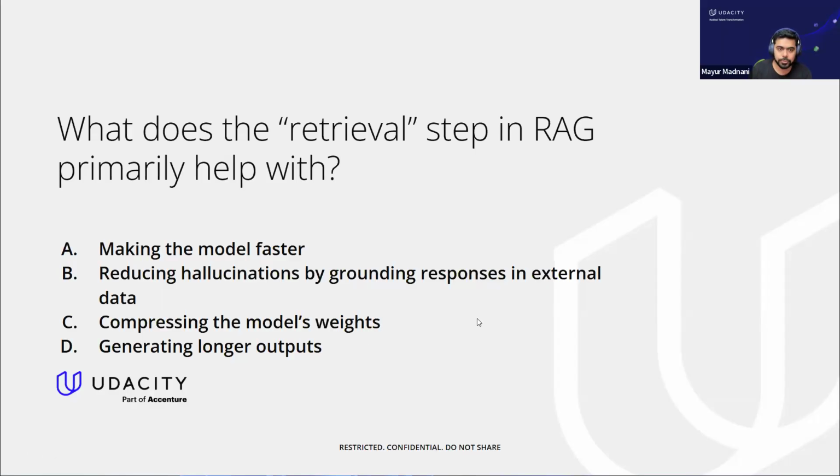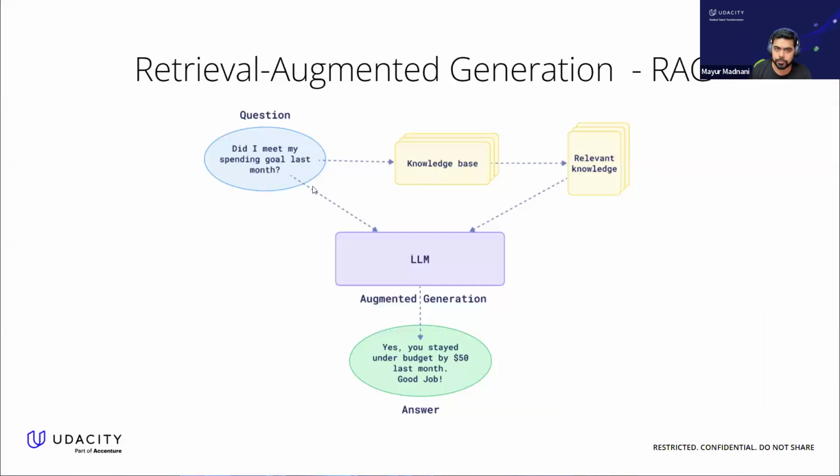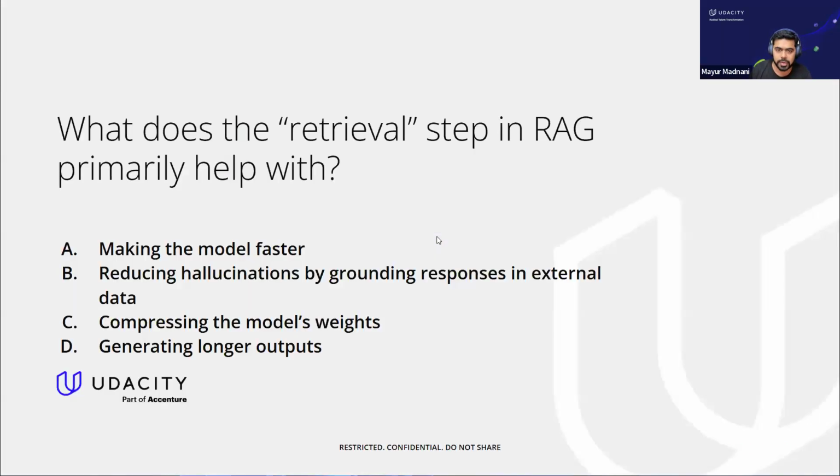Okay, so here you would want to reduce the hallucinations. That is what your retrieval part is doing. If we go back to the slide, we want to not have some random answers in my spending budgets. That's where I'm using my knowledge base and give relevant knowledge to the model so it can accurately answer me questions and not hallucinate. That's the whole purpose of RAG.